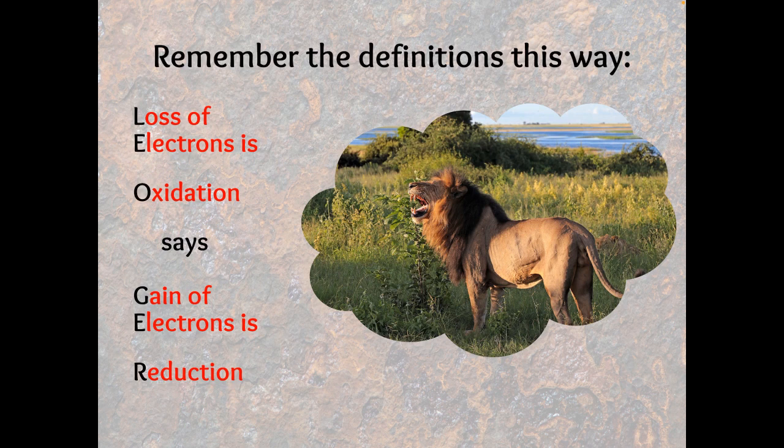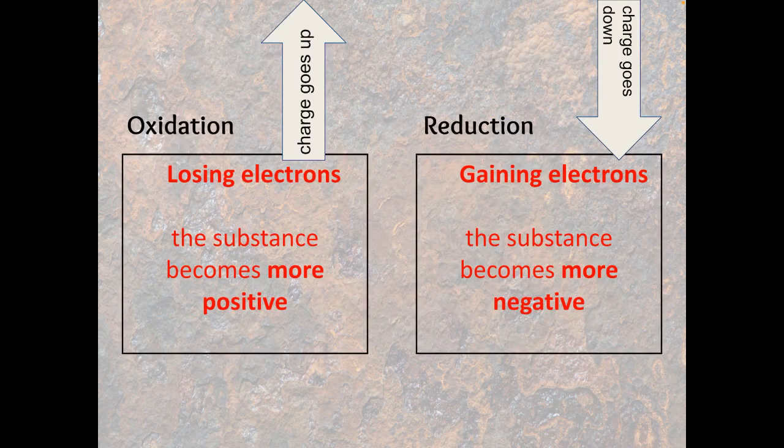So Leo the lion says grr helps us remember that loss of electrons is oxidation and gain of electrons is reduction. So what exactly does this mean? Let's focus on the left-hand side right now. Oxidation, again, is losing electrons. That means that the substance is going to become more positive. Remember that electrons are negative. And so if you lose your negative things, you're going to be more positive. So what we're going to see is that oxidation is a process in which the charge goes up.